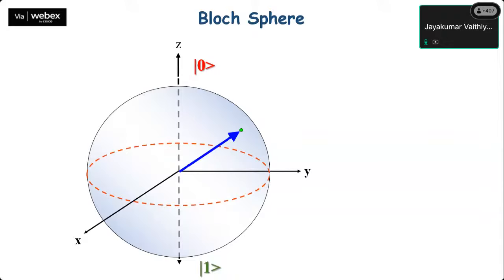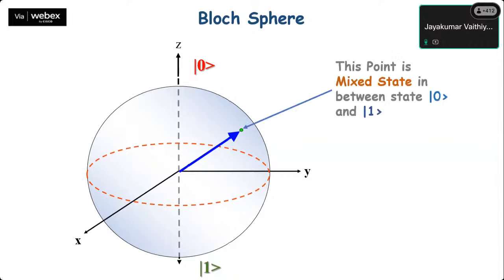So what we are doing, we are getting information about your quantum particle with the help of this quantum state vector. This navy blue vector is called the quantum state vector. If you want to know information about your quantum particle, you need to know where your quantum state vector points. So this particular point is called a mixed state. You can say it is a mixed state or superposition state. It is in between ket 0 and ket 1.